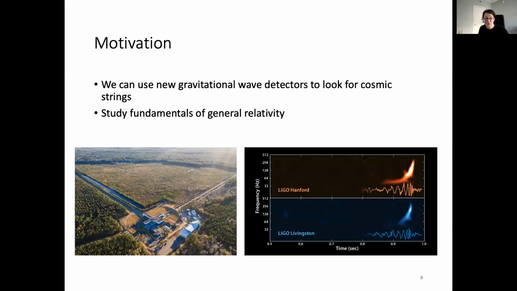Why we're doing this, of course: this is the era of gravitational waves, and cosmic strings are a source of gravitational waves. We hope with this work to improve gravitational wave signals coming from cosmic strings, and thus facilitate their search. Also, these are very extreme events, so they can give us some insight about the fundamentals of general relativity.